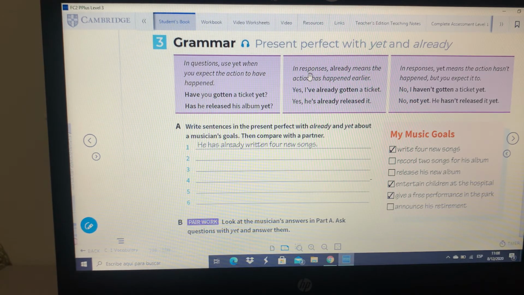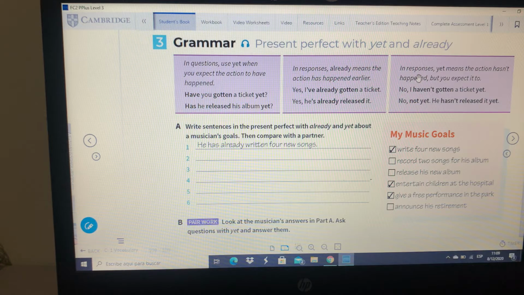The second part. In responses, responses are answers. Already, that is the other, means the action has happened earlier. Yes, I've already gotten a ticket. Yes, he's already released it. Él ya lo ha comprado el tiquete, él ya lo ha lanzado el álbum. Cuando yo estoy expresando que la situación ya sucedió, uso también already, que viene a tomar el mismo significado, pero en un contexto un poco distinto porque esto es respuesta y esto es pregunta. Entonces acá lo voy a colocar entre el auxiliar que es have y el verbo que es gotten. El auxiliar que es has y el verbo que es released. Entonces aquí en la respuesta lo coloco en la mitad o en el medio.